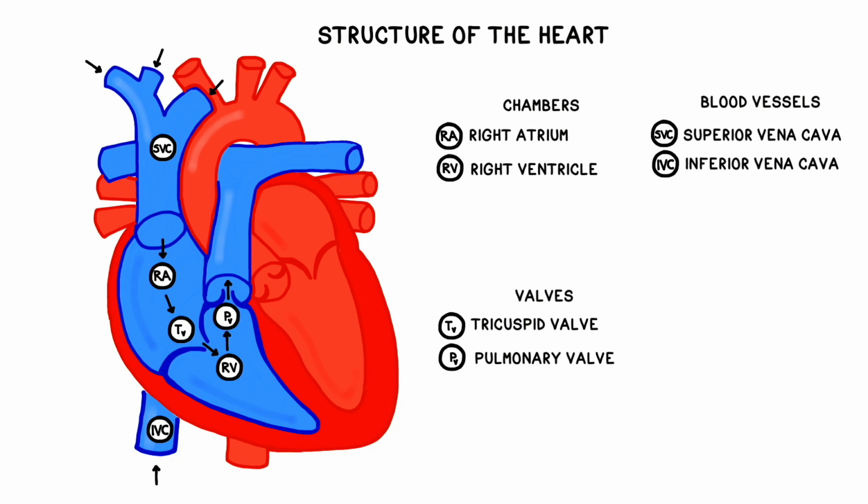This blood passes through a second valve called the pulmonary valve and into a blood vessel called the pulmonary artery. Even though this pair of blood vessels is carrying deoxygenated blood, the flow travels away from the heart, so it's an artery, not a vein.